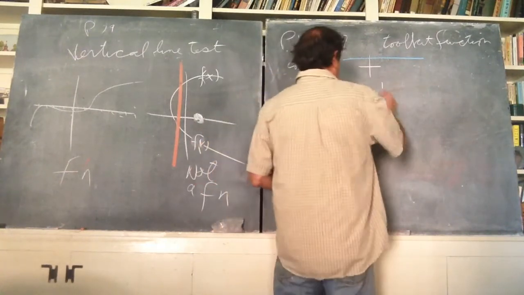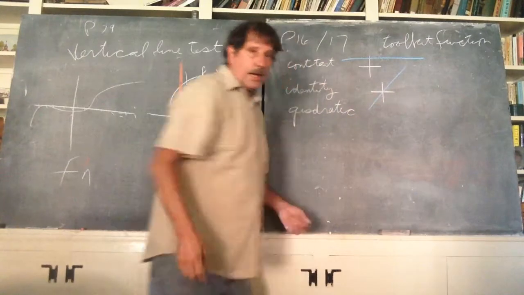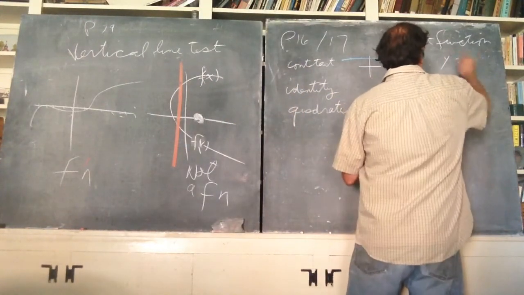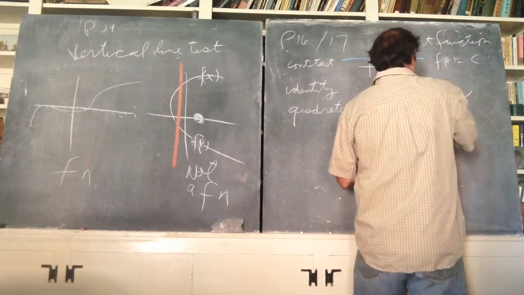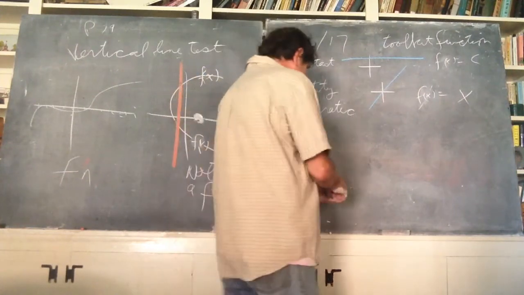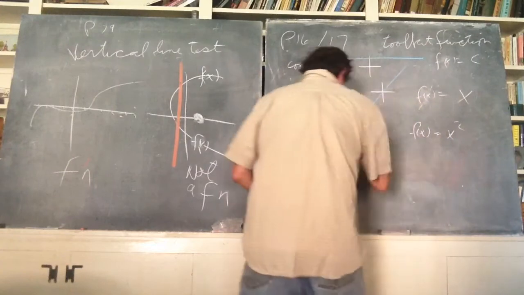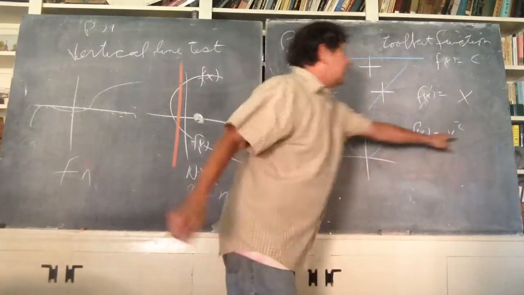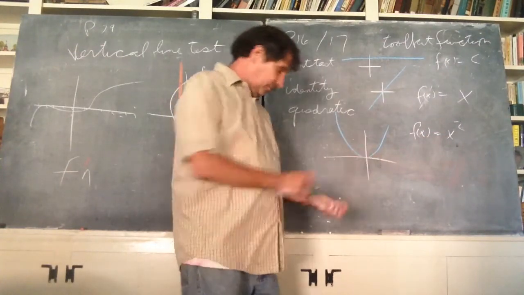An identity function is the 45-degree angle through the origin. This is f of x equals x. This is f of x equals c. The quadratic function is squared, and it looks like this. By the way, if this was x to the fourth, x to the sixth, etc., it would look the same, except it would be squeezed in a little further.